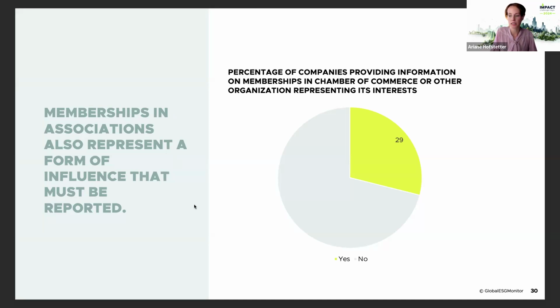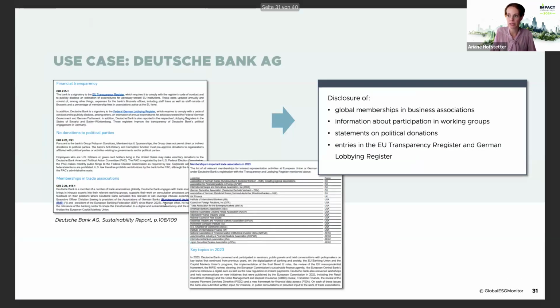And we brought you a use case here to understand better what GRI is asking for. You can see here the use case Deutsche Bank. They clearly refer to the GRI standards in their reporting, especially GRI 2-28. And they disclose not only their global membership in trade associations, that's the tabular overview, but also their participation in working groups together with the topic. That's the text underneath, key topics in 2023.